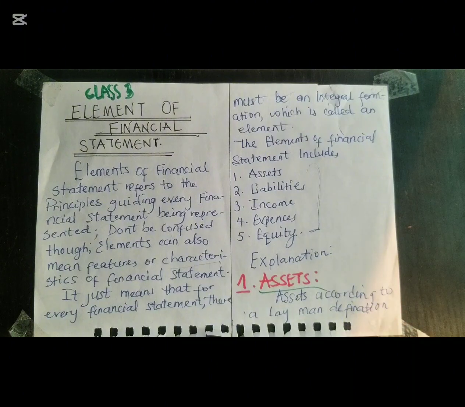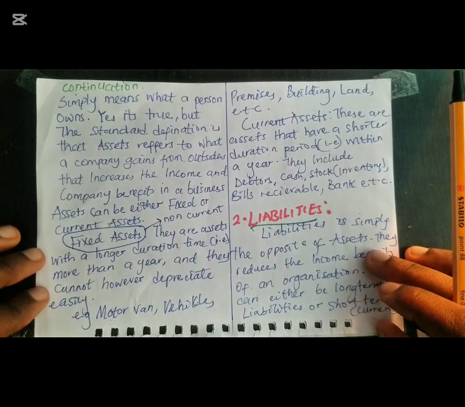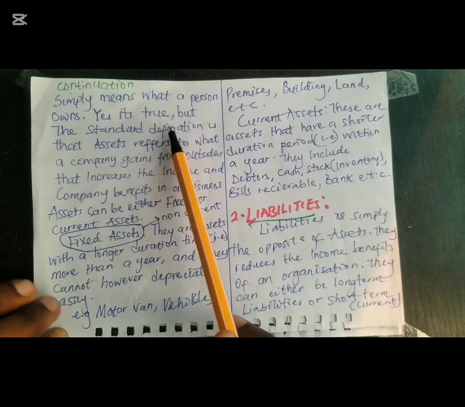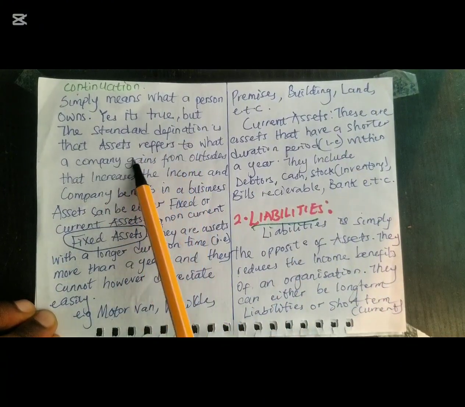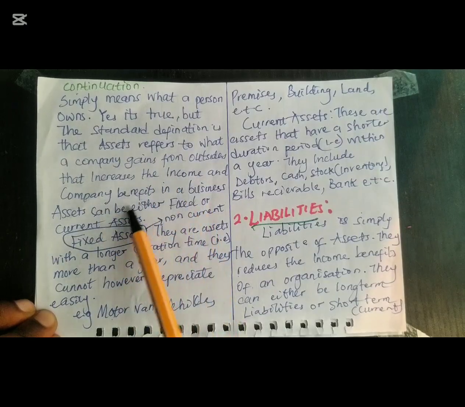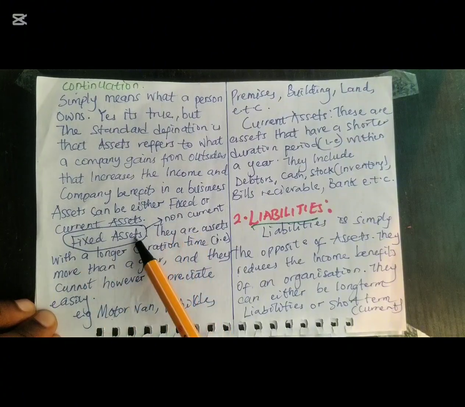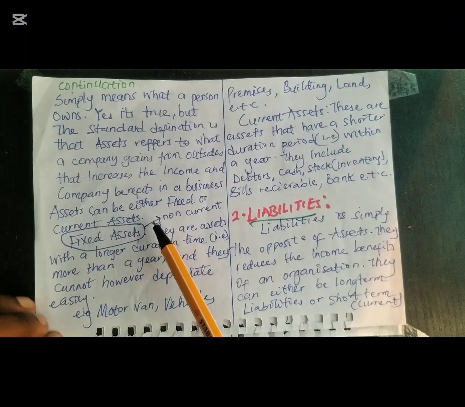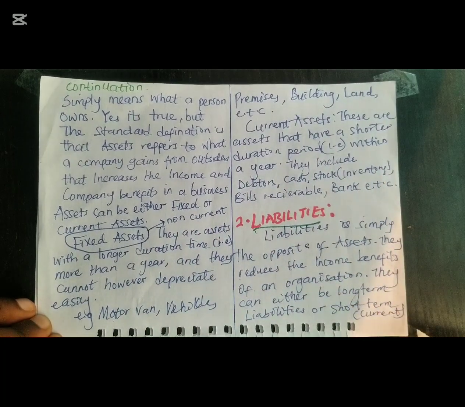Assets, according to a layman definition, simply means what a person owns. Yes, it's true, but the standard definition is that an asset refers to what a company gains from outsiders that increases the income and company benefits in a business. Assets can either be fixed or current assets. Before I start explaining the meaning of fixed and current assets, one thing you should know is that assets as an element increase the company benefits of a business.